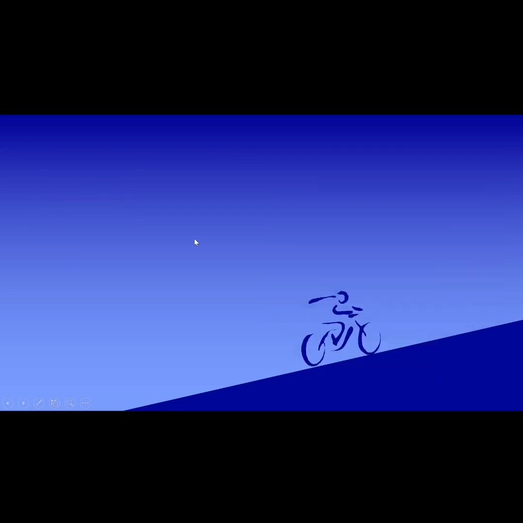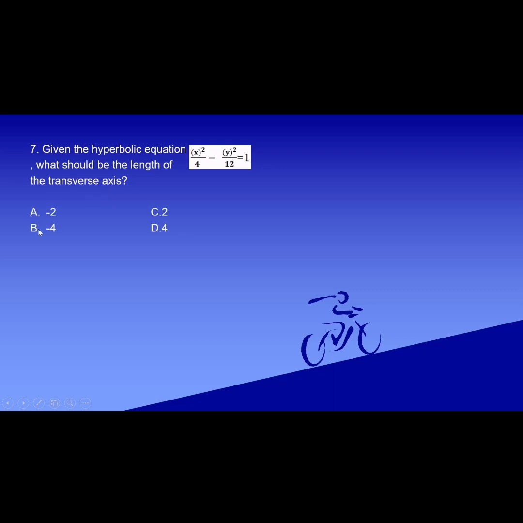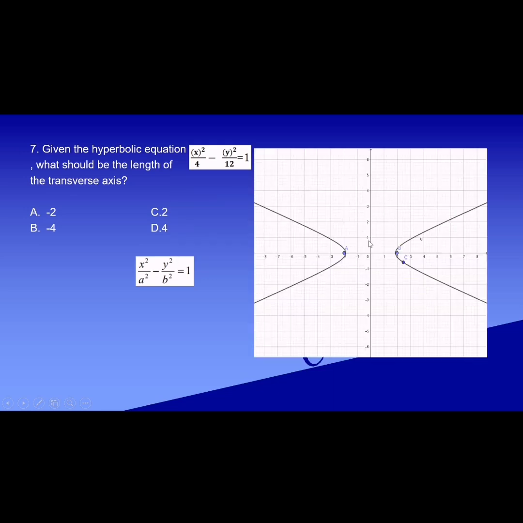For number 7, given the hyperbolic equation x squared over 4 minus y squared over 12 is equal to 1, what should be the length of the transverse axis? So ito yung mga choices natin, A, B, C, and D. So with these standard equations of the hyperbola, ibig sabihin nito, the graph of the hyperbola is at the center of origin kasi wala tayong h and k dito. So tingnan natin sa graph.